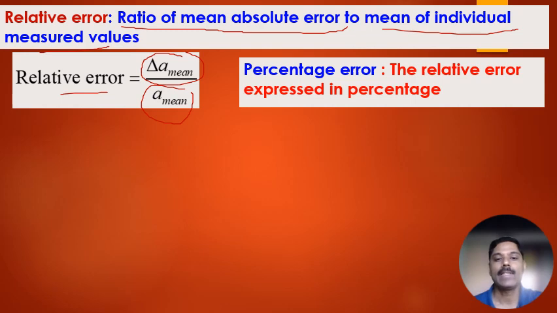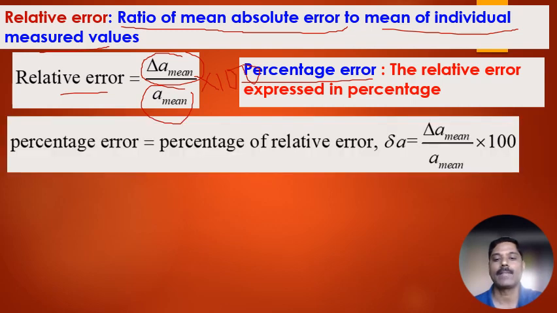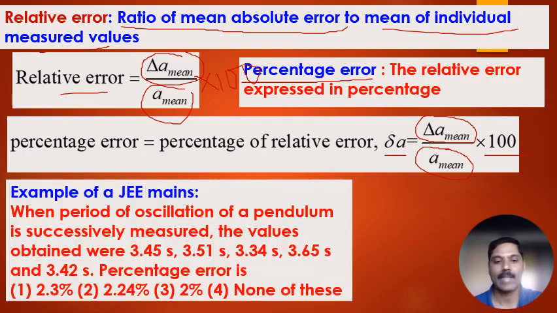And the third one is the percentage error. If you just multiply this ratio by 100, you will get the percentage error, which is denoted with this delta A. So the average of the absolute errors divided by the average of individual measured values, multiplied by 100, is known as percentage error. Let us take an example for understanding these definitions in a better way.